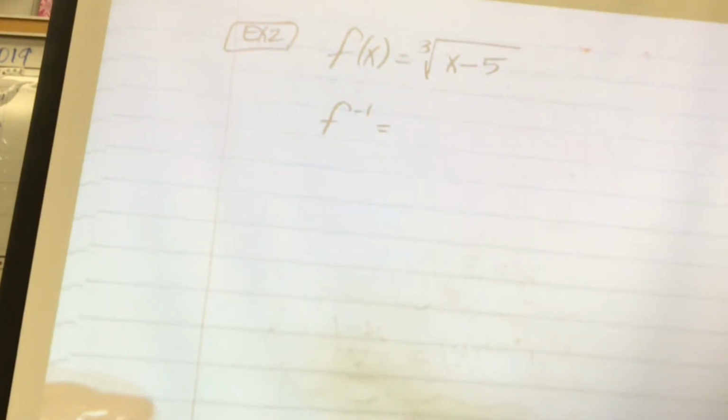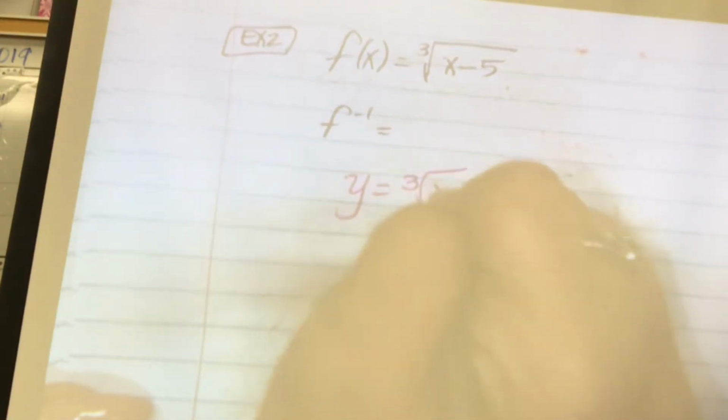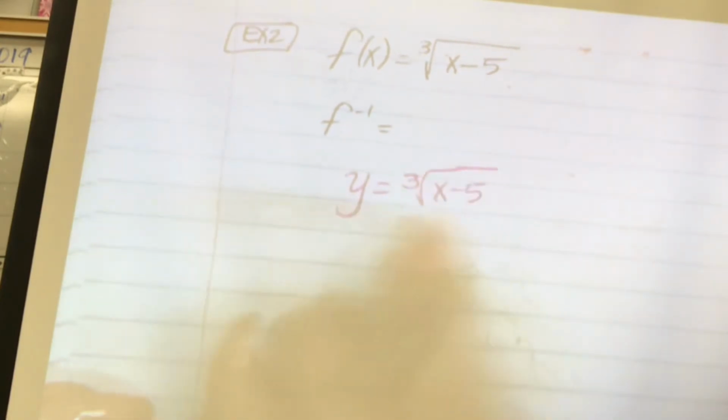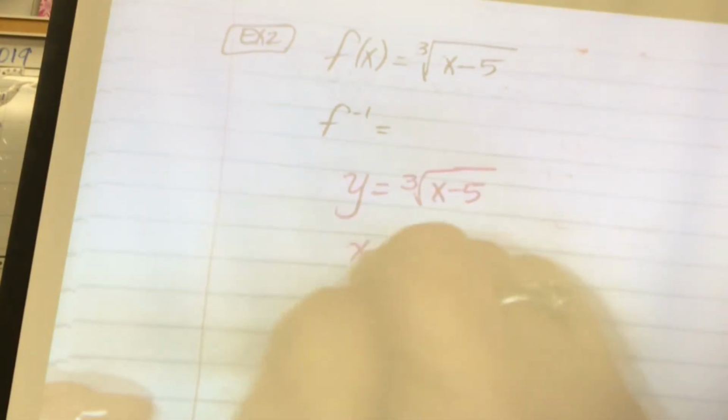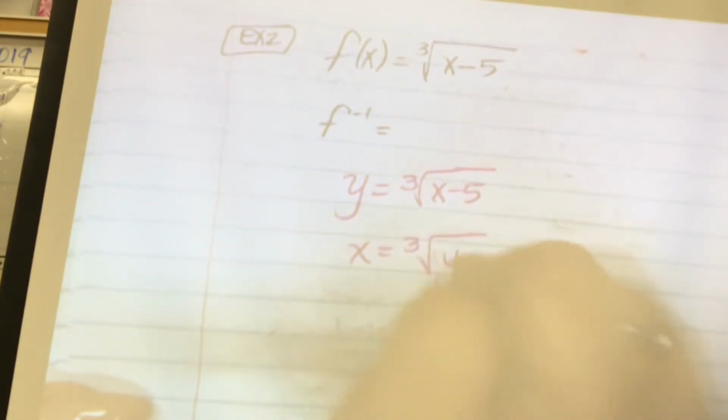Can you change this to a y for me? Tell me what to put. Yeah, so instead of f of x, I should put y. So y equals the cube root of x minus 5. That's the equation. But what's step 1 tell me to do? What am I supposed to do with my x and my y? Switch them. So x equals the cube root of y minus 5.